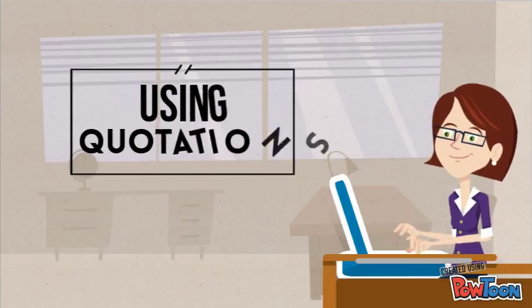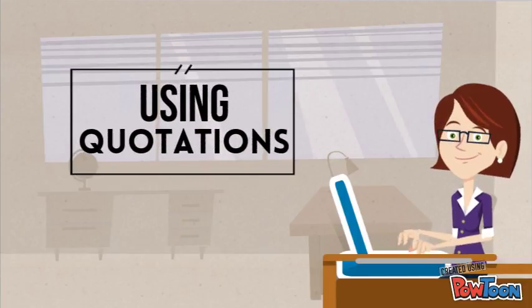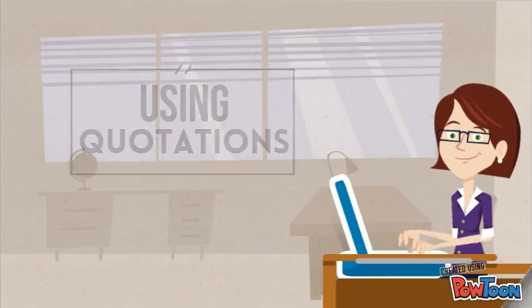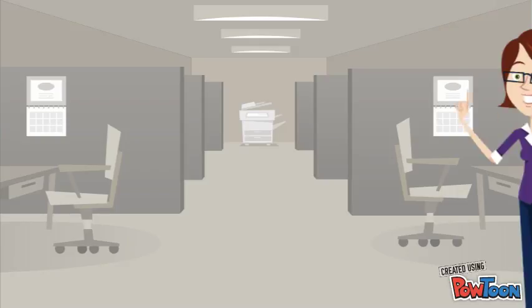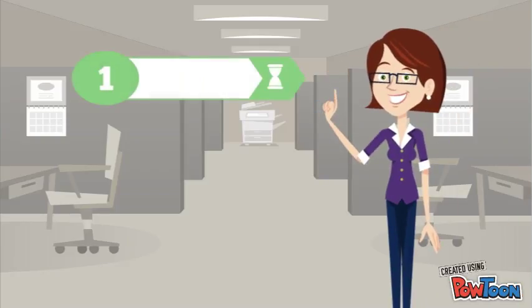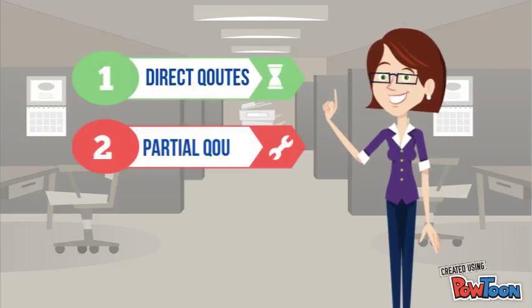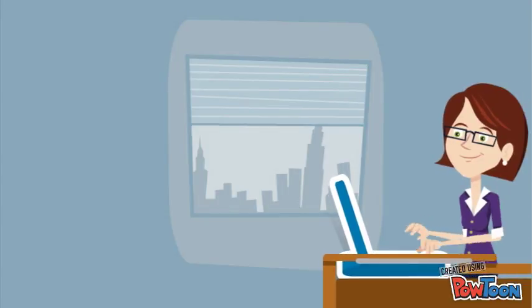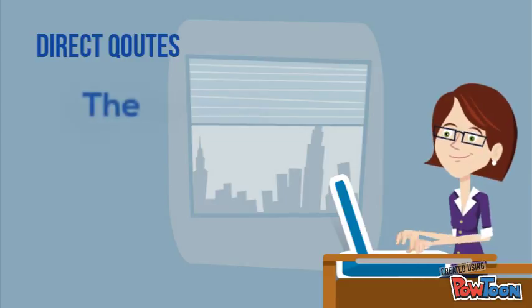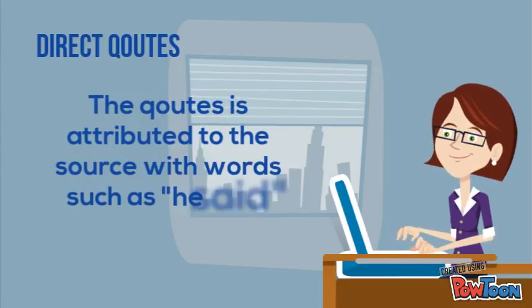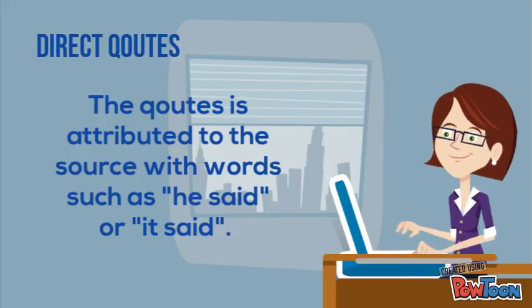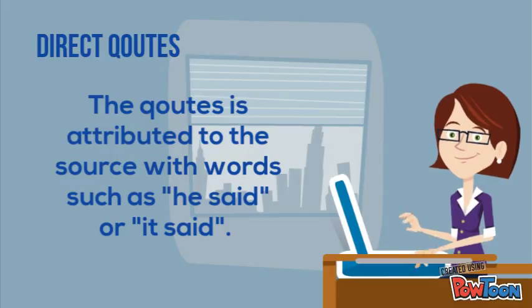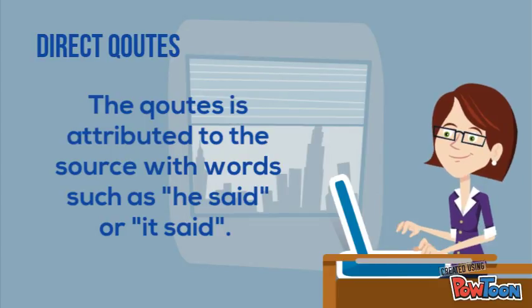Using quotations. Quotations from sources add authenticity to a news story because they allow the source to speak directly to readers. There are three types of quotations: the direct quote, the partial quote, and the paraphrase. Direct quotes. The quote is attributed to the source with words such as he said or she said. This type of quote is used for succinct remarks or controversial or colorful statements.